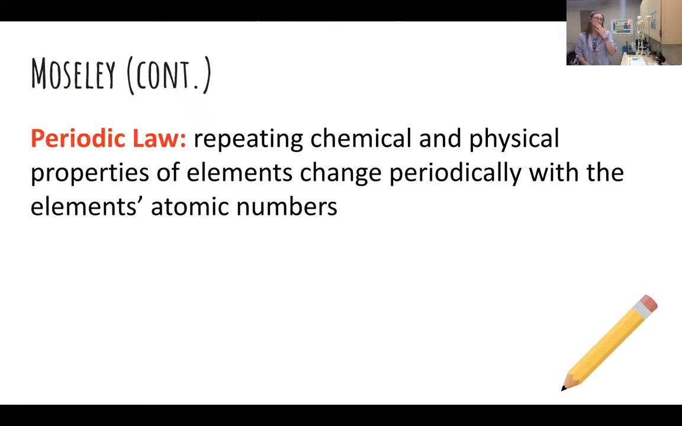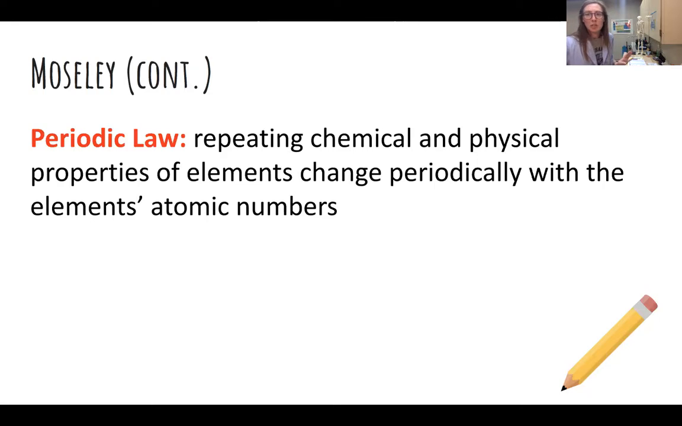So Moseley is going to coin this idea of a periodic law. This is a wordy definition: repeating chemical and physical properties of an element change periodically with the element's atomic numbers, which is basically a fancy way of saying that when you organize elements in order of increasing atomic number, you have repeated patterns of properties. That's a little bit vague, but it is actually the foundation for everything we're going to be talking about over the next couple of weeks.